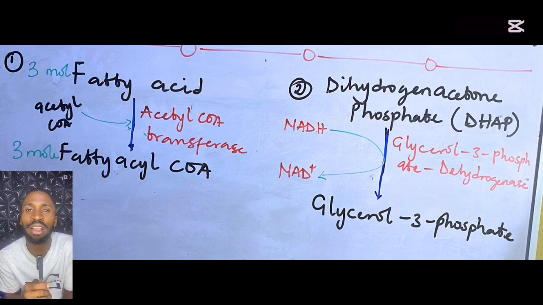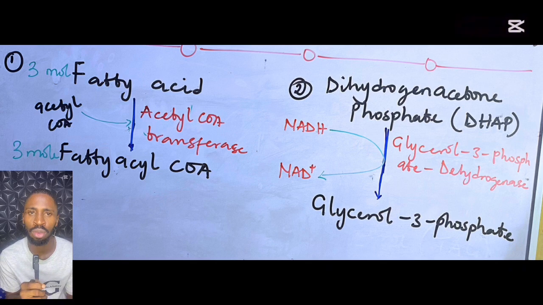So acetyl-CoA is transferred by a transferase enzyme to fatty acid, and it will form fatty acyl-CoA by acyl-CoA transferase. So acyl-CoA transferase transfers acetyl-CoA to fatty acid. Meanwhile, dihydroxyacetone phosphate is reduced to form glycerol 3-phosphate by glycerol 3-phosphate dehydrogenase.